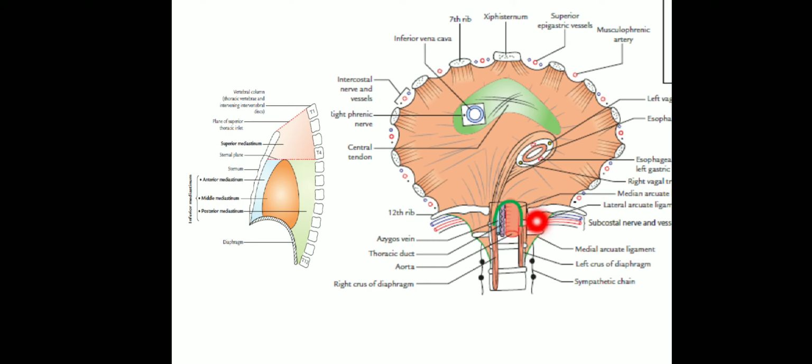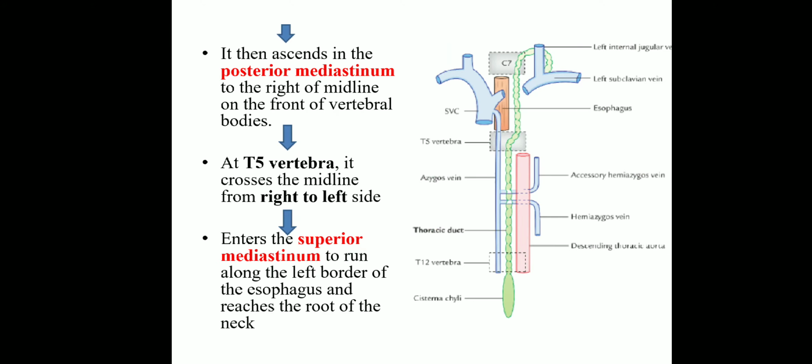Relations are important. What are the structures that lie right and left, anterior and posterior at the level of the aortic opening? Anteriorly there is the median arcuate ligament, on the right the azygos, on the left the descending aorta, and behind there is the T12 vertebra. Then through the aortic opening it enters into the posterior mediastinum.